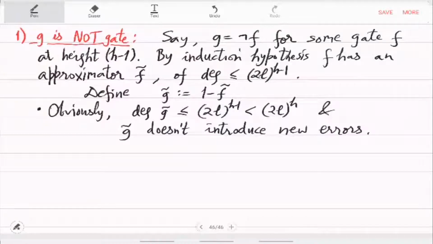What is the base case of this induction? The base case you can think of as the leaves, which are the variables. Obviously the polynomial will be the variable. So the base case is fine, and when G is a NOT gate, you have this induction step.